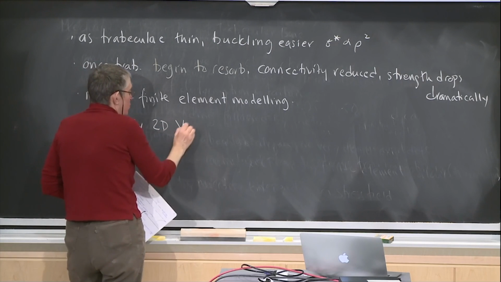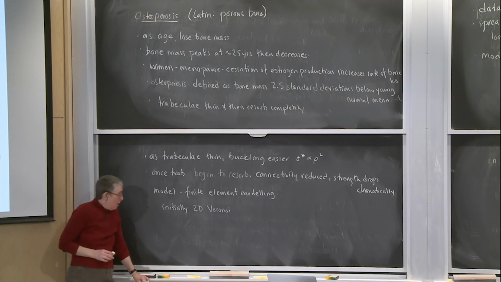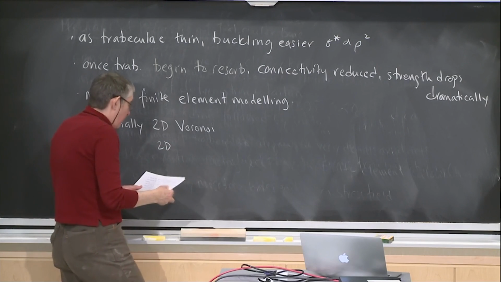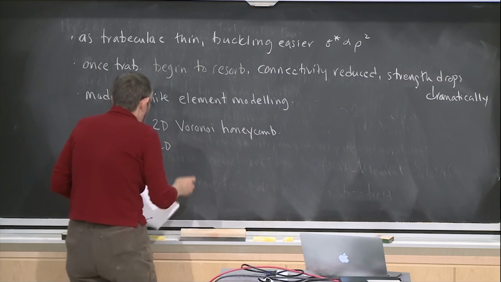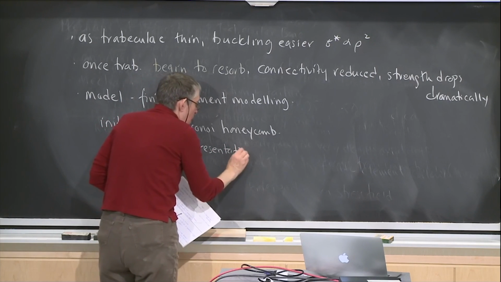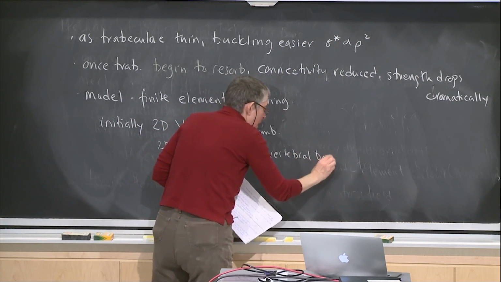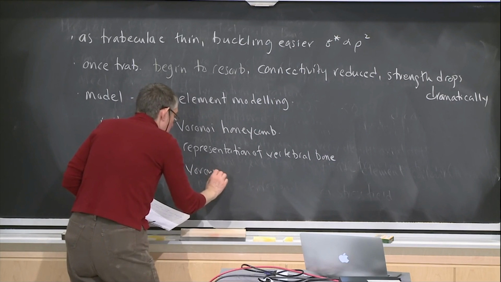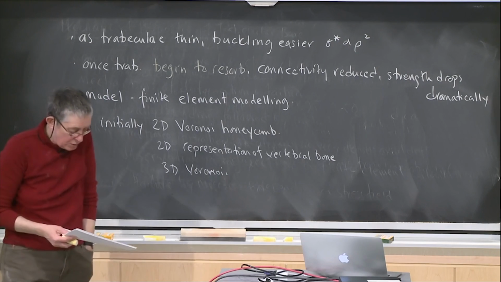So initially what we did was we used a 2D Voronoi model. You remember we talked about Voronoi honeycombs and Voronoi foams. I like to start out with simple things. So we started out with a 2D Voronoi model for a honeycomb. Then we did a 2D representation of vertebral bone. And then we did a 3D Voronoi. I had a couple of students who did this. Matt Silva was the one who did the first two, and Sareka Vajula was the one who did the last one.